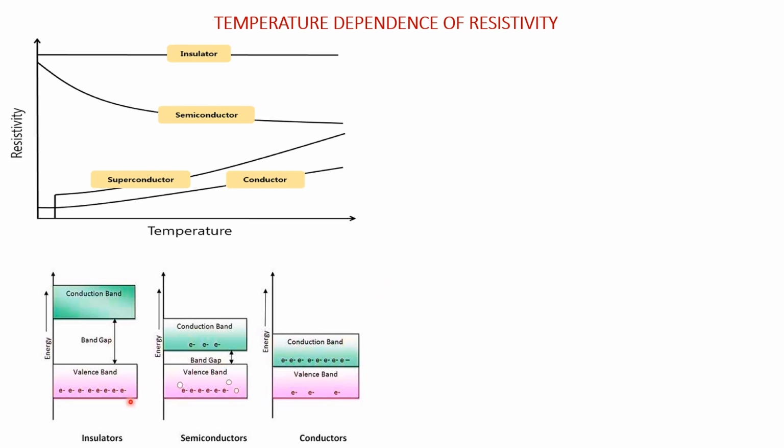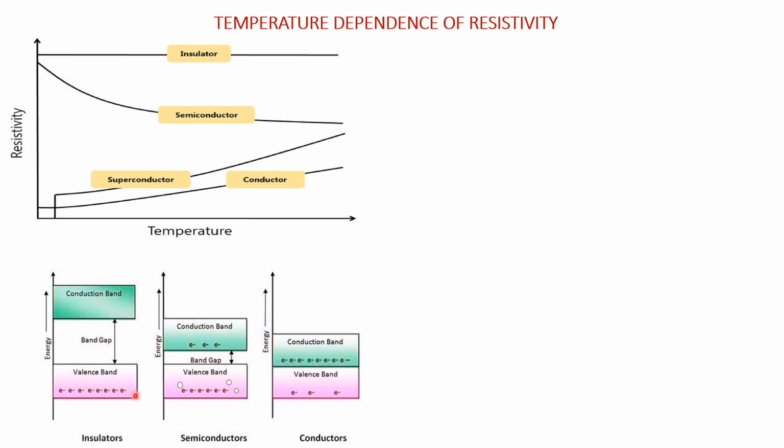So we have a valence band and a conduction band. Now in insulators, we see that the valence band and conduction band are far apart. There is a big band gap between the two bands. In case of semiconductors, we see that there is a small band gap between the valence band and the conduction band. Whereas in case of conductors, we see that the valence band and the conduction band are both overlapping. Now valence band has the free electrons available for conduction.